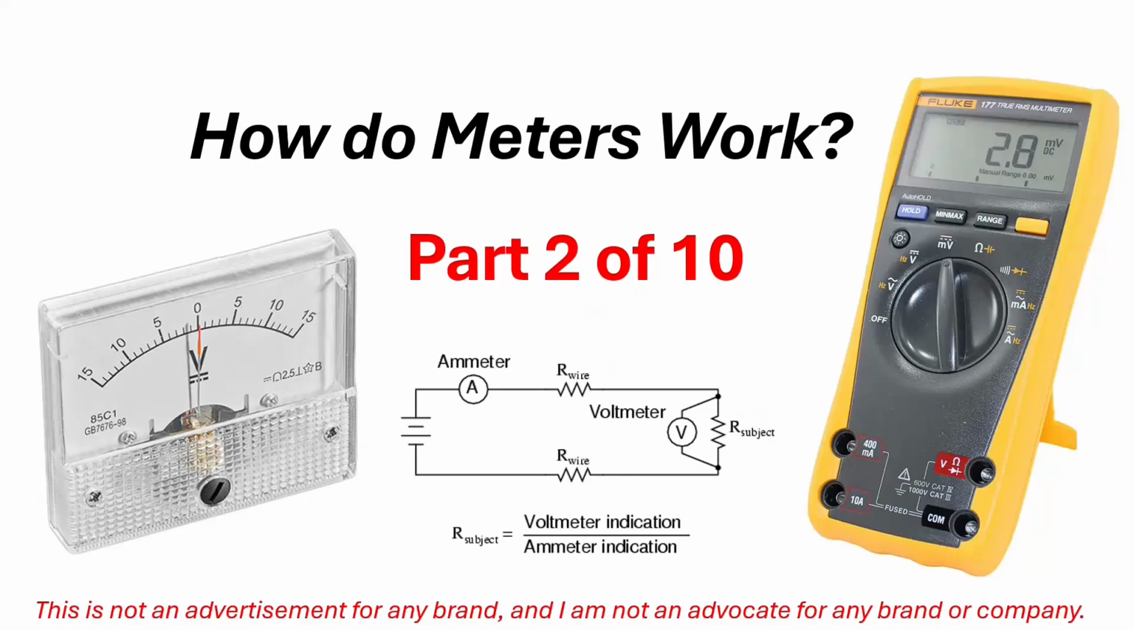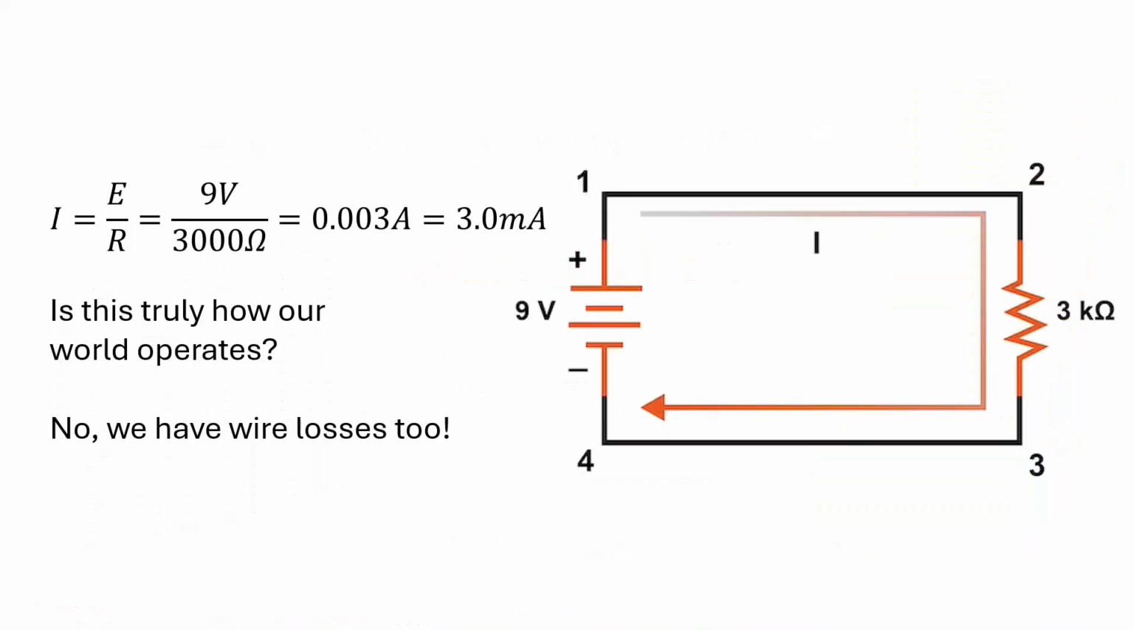So we're on to how do power meters work part 2. And so we'll go ahead and jump right in. We were talking about this circuit before, right? In the real world, we have wire losses. And so we need to accommodate for those, right?